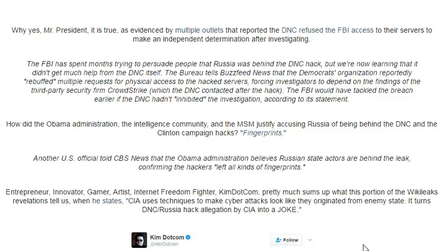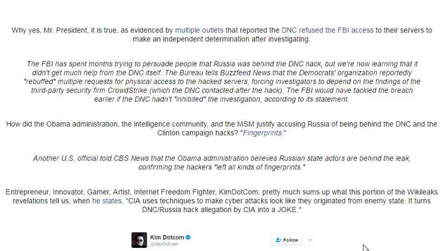investigations. The FBI spent months trying to persuade the people that Russia was behind the DNC hack, but now we're learning that it didn't get much help from the DNC itself. The Bureau tells BuzzFeed News that the Democrats' organization reportedly rebuffed multiple requests for physical access to the hacked servers, forcing investigators to depend on the findings of a third-party security firm, CrowdStrike.